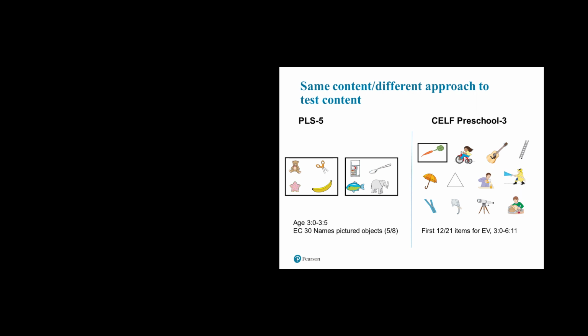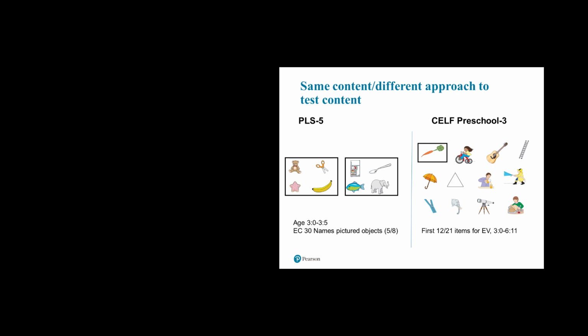Here's an example of a test item where the content and the approach are similar, in that it's a picture identification task, but the stimuli are rather different, and the test items are as well. So on PLS-5, the examiner points to pictures, and on this particular one the child names the pictured objects, and they need to get 5 out of 8 correct.